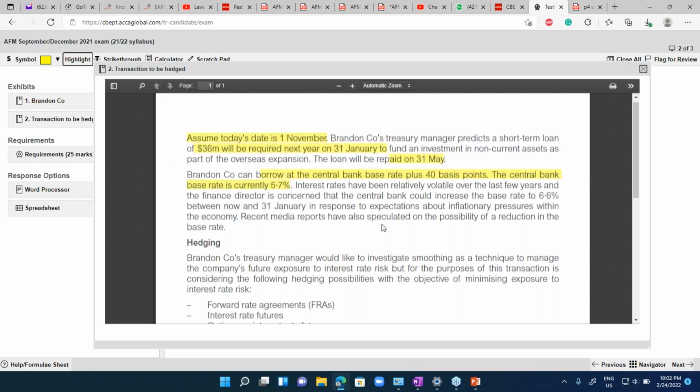The interest rates have been relatively volatile over the last few years, and the finance director is concerned that the central bank could increase the base rate to 6.6% between now and 31st January. The recent media reports have also speculated on the possibility of a reduction in the base rate. So some media are also saying that interest rates can go down, but the majority are saying the rate will increase. Hedging.